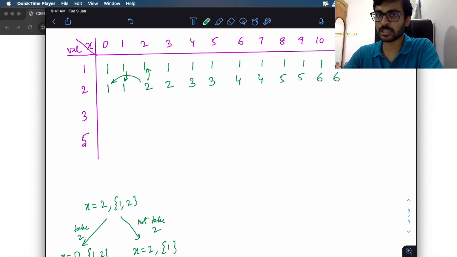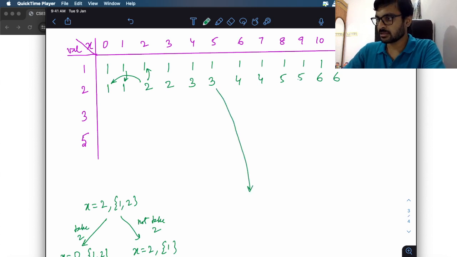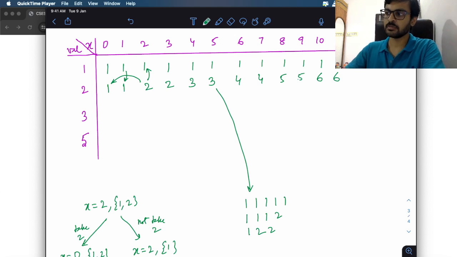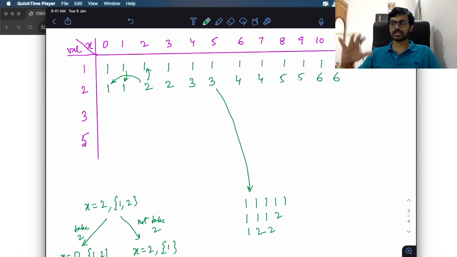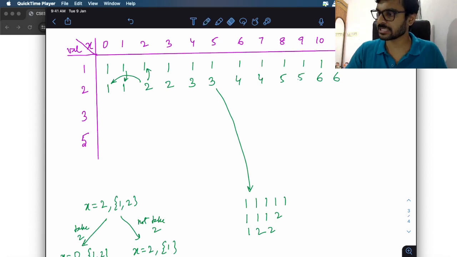And we are only looking at the sorted order. So if I take this example, for 5, how is it 3? The three examples are 1, 1, 1, 1, 1, then 1, 1, 1, 2, then 1, 2, 2. These are the three examples. There is no other example possible. Other than just rearranging them, there are no other ways possible. These are the only ways. Right? For 3 also we will do the same thing.